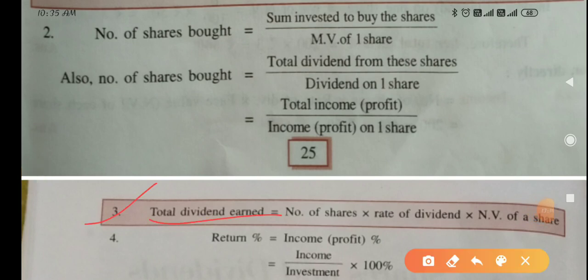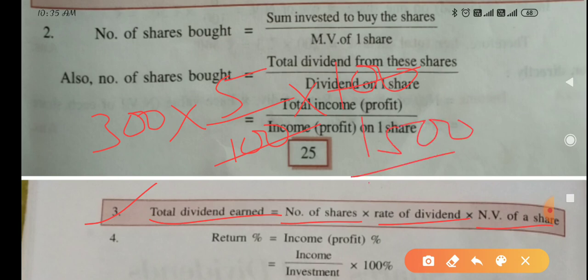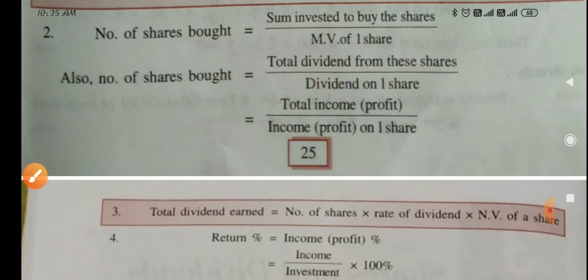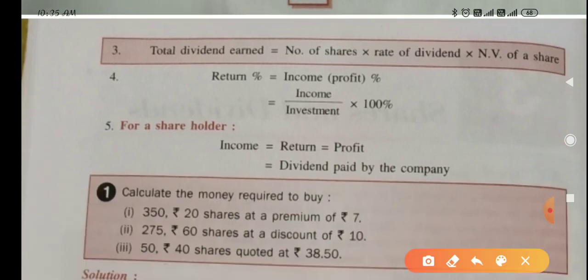Third formula, total dividend earned. It is an important formula: total dividend earned equals number of shares, times rate of dividend, times NV of one share. How many shares do you have? Suppose you have 300 shares, dividend percent 5, that is 5 upon 100, and NV of one share is 100 rupees. So it will give 5 threes are 15, 1500. So this formula will be applied.